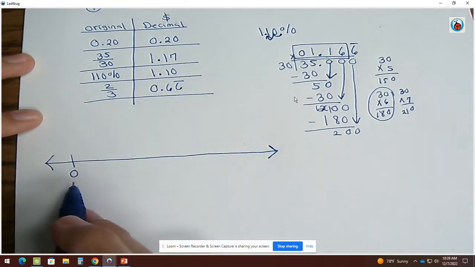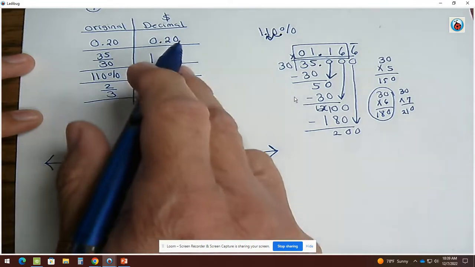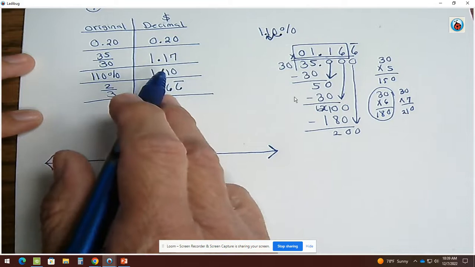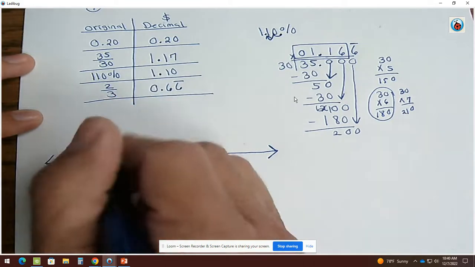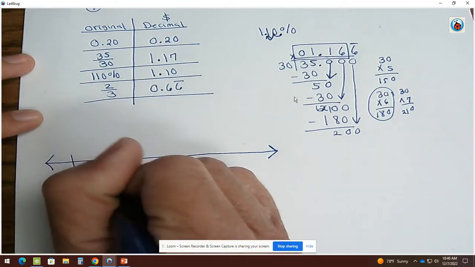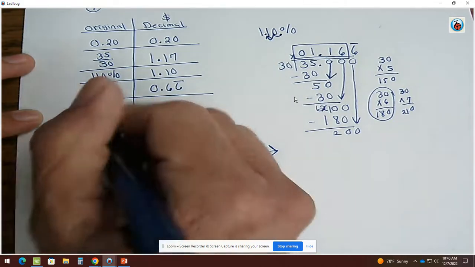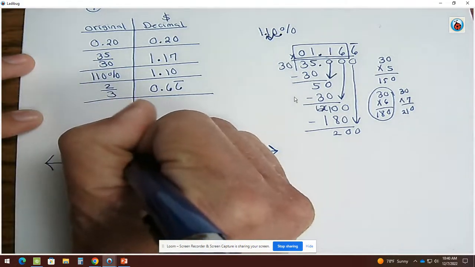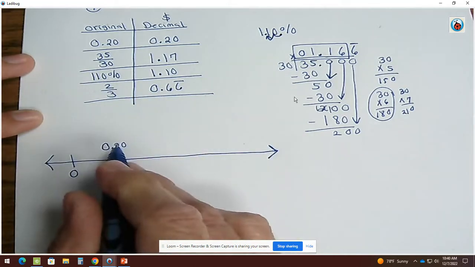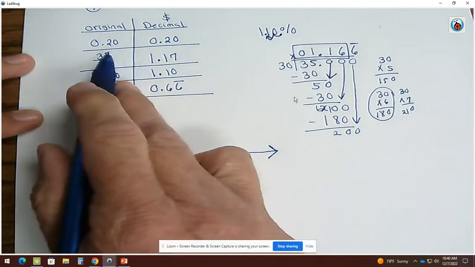Now, this is pretty easy at this moment because you're just going to start counting from 0. So I notice that there's 20 cents, $1.17, $1.10, 66 cents. So of course the 20 cents would be the first one that would come out on the number line. If I start from 0, it will be 20 cents. The original number I'm going to put on top. Since it was the same thing, I'll just put the same thing. I'm getting this from the table.